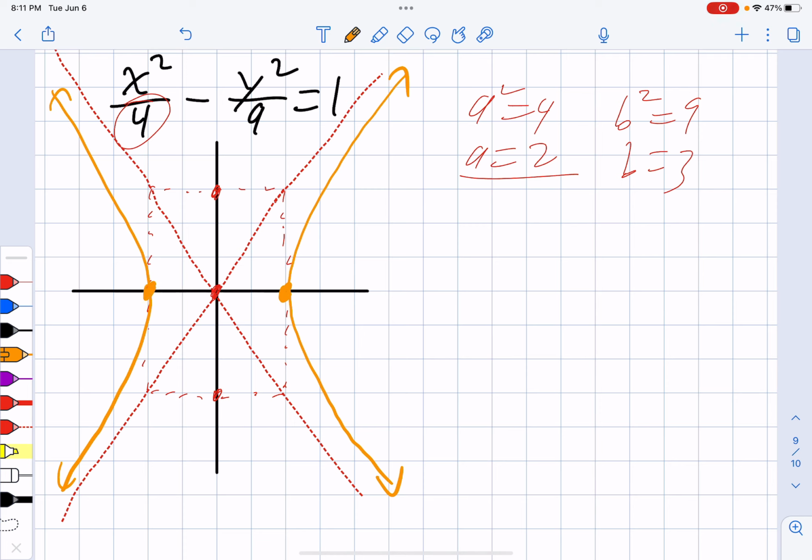So there are 2 vertices, which we are going to be asked to find. The leftmost vertex is over here at -2, 0, and the rightmost is at +2, 0.